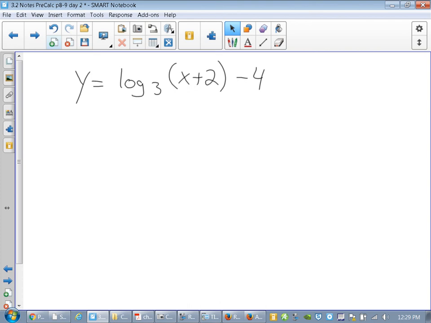So if we walk through and want to graph log base 3 of x plus 2, all minus 4, first thing I want you guys to do is label h and k. Well, not a, but h and k. Our h value is what? -2, good. H is -2. K is -4. Which means I have a vertical asymptote at x equals -2.